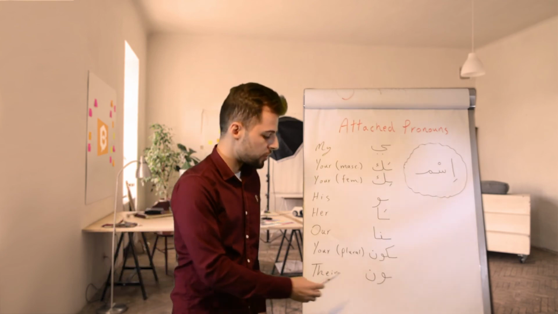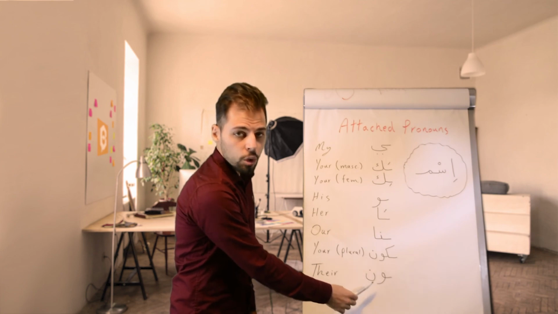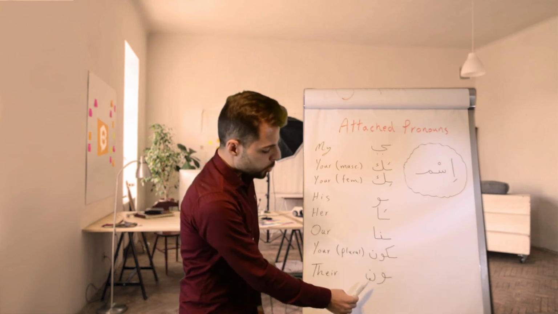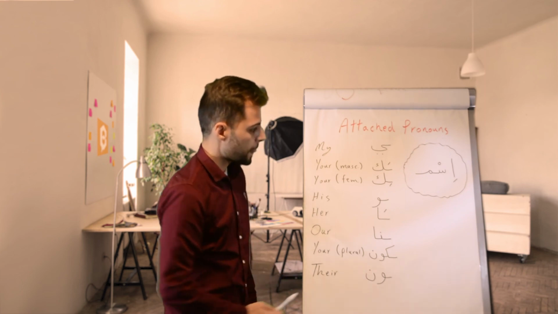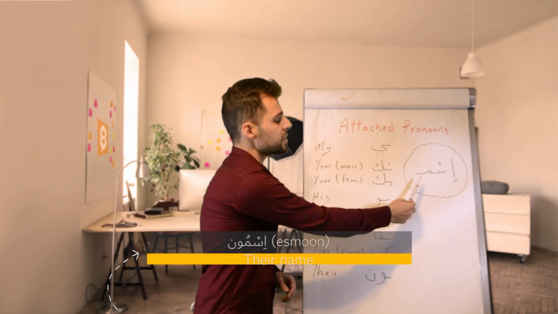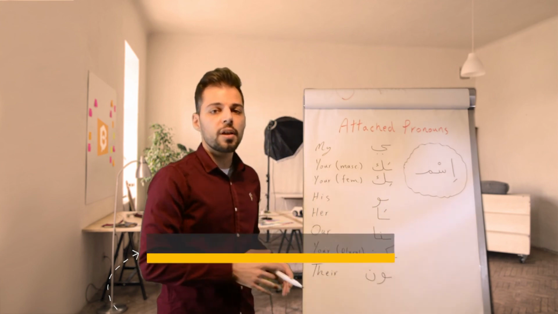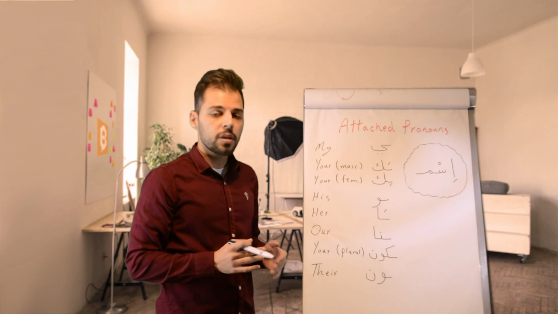Next, we have on. It means their. It's waw and noon. For example, ismon. Their name.